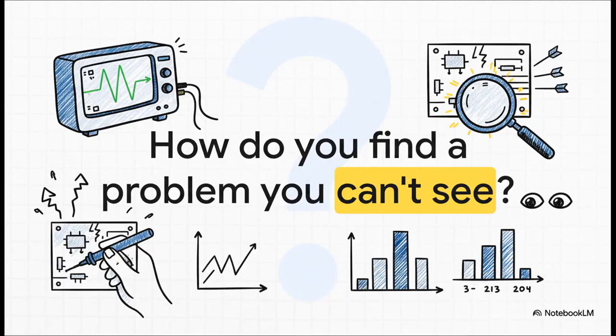So that really is the big question in electronics, isn't it? Electricity is totally invisible. You can't see it, you can't hear it. So how in the world do you diagnose a problem you can't even perceive? Well, the answer is you measure it. Think of these measurements as our eyes, letting us peek inside the circuits to see exactly what's going right and, more importantly, what's going wrong.